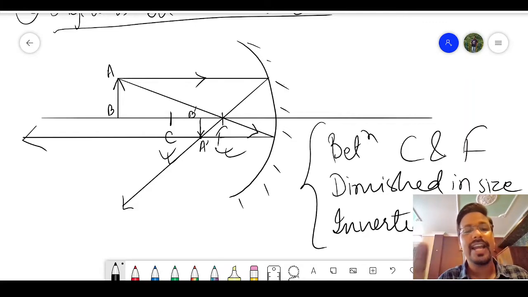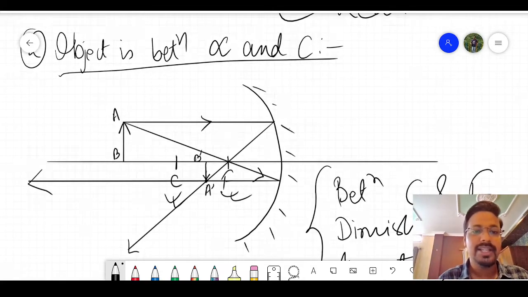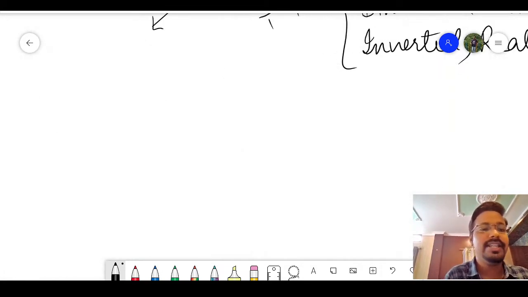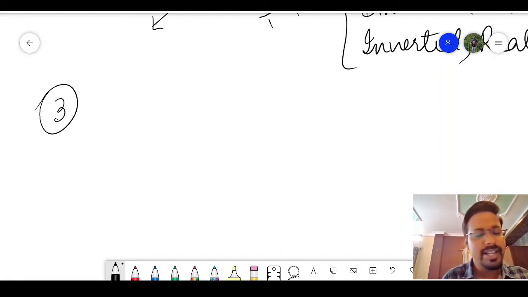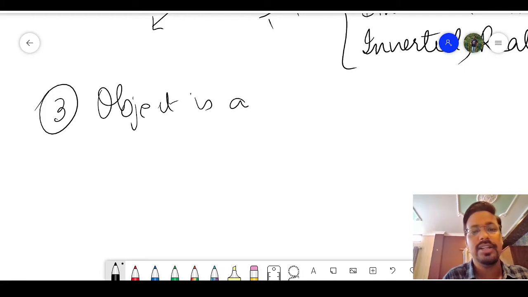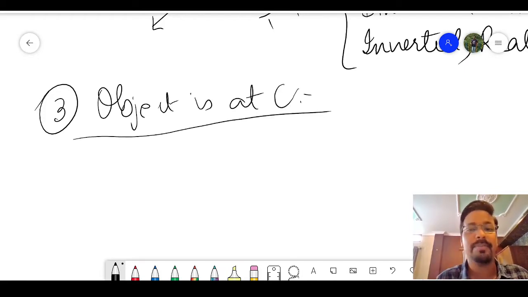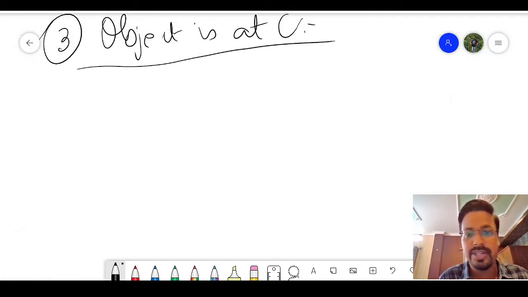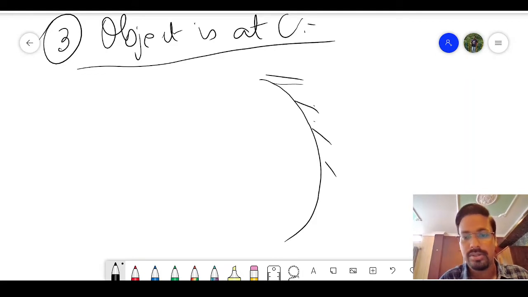Okay, now every diagram we are going to follow almost the same step. Let's do it. Number 3 is going to be a diagram which is very important, because here the object is at C. Now why it is so important? Because in order to draw it correctly, you need to have the perfect measurements. If you don't have the perfect measurements, it will never match.